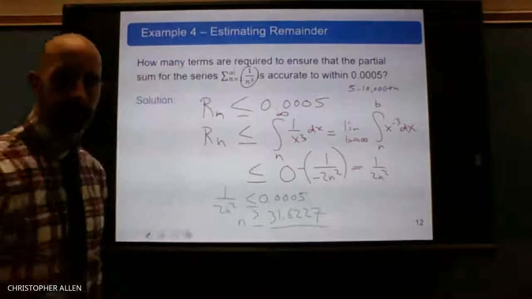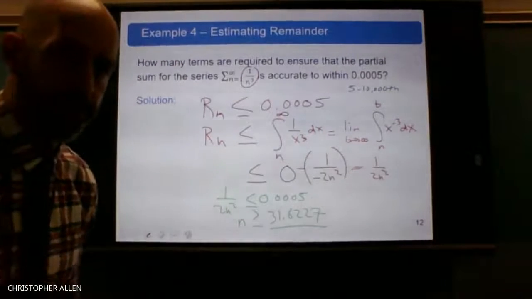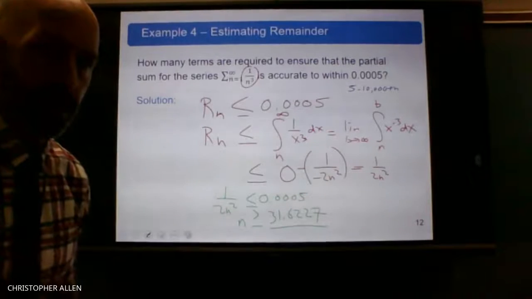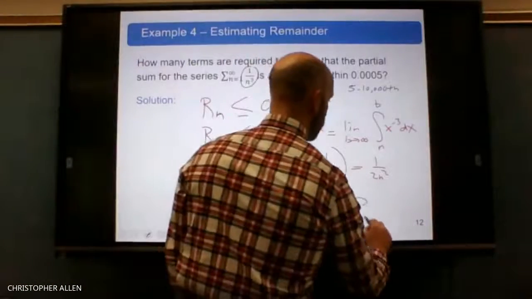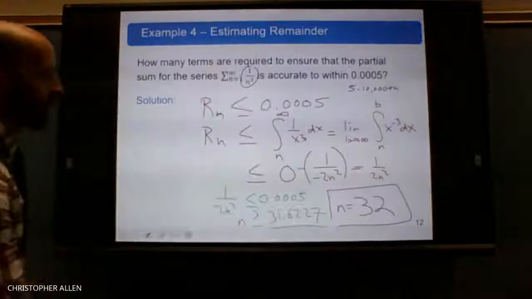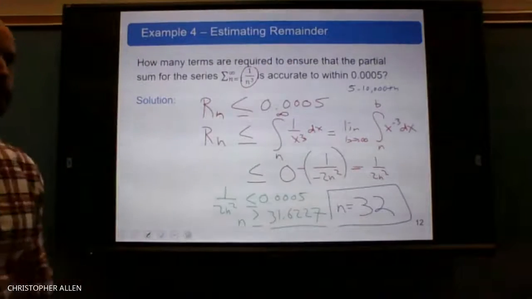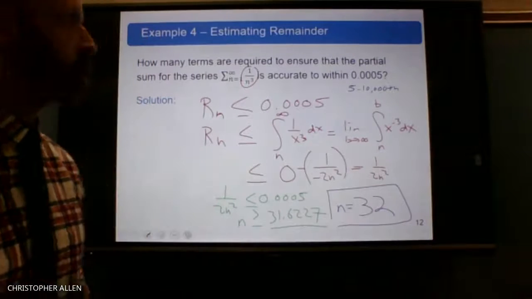So what's the answer? Will 31 terms do it? 32. You need to do 32. So the magic number here is 32. Now, guys, they're going to ask for the minimum number to get the accuracy that you want.